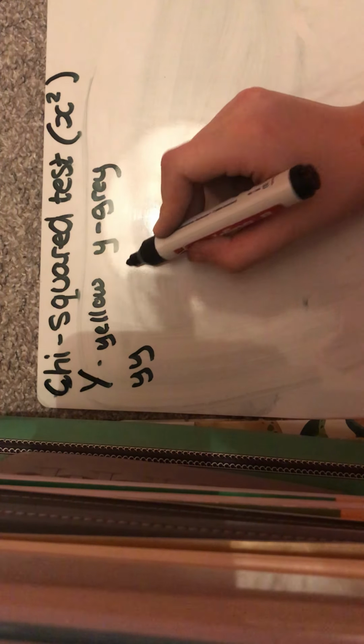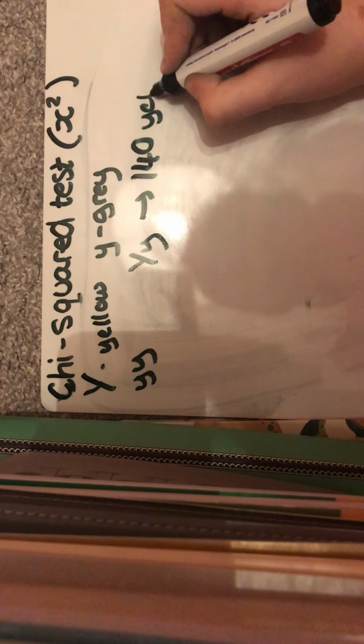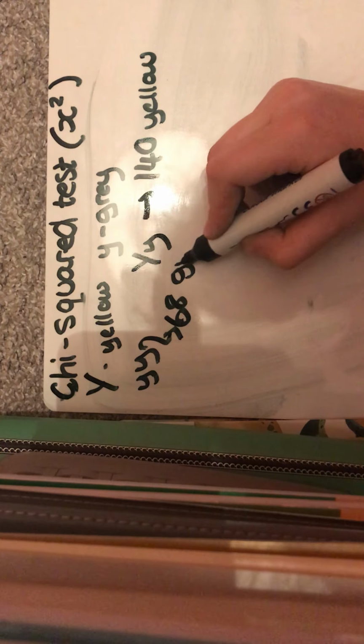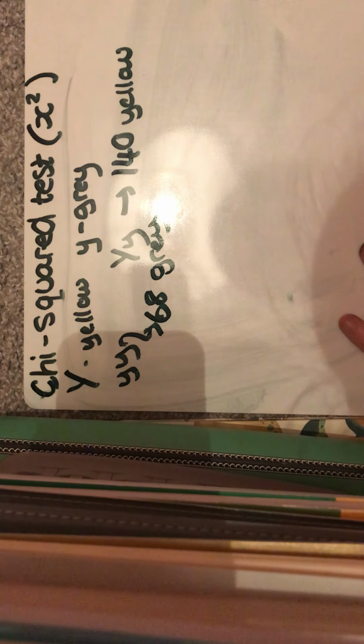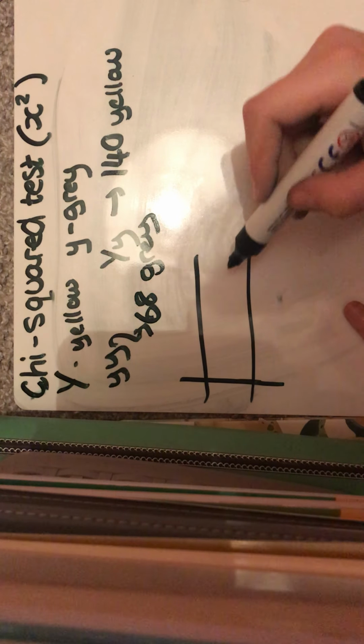And if two heterozygous yellow fur mice, so we know that's capital Y lowercase y, are crossed, and if this was given in a question, it would say they produce, say, 140 yellow and 68 grey mice. So what we need to do is find our expected value, and we can use genetic diagrams for this. We know that two heterozygous yellow furs cross, so we can put this in a little diagram to find our expected values.